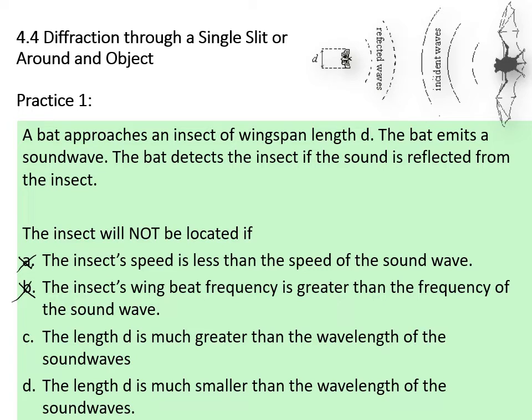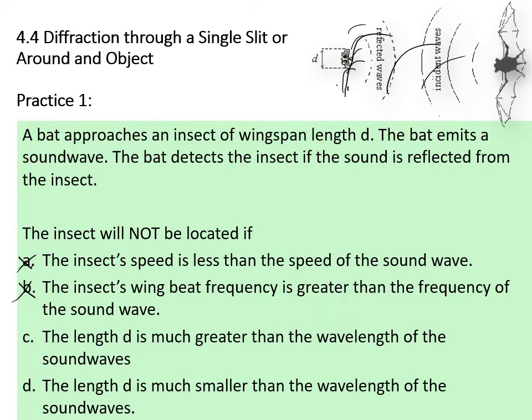That doesn't have anything to do with the bat being able to detect where the insect is or what it looks like. The length d is much greater than the wavelength of the sound waves, or is it d? The length d is much smaller than the wavelength of the sound waves. The bat cannot image this insect if the insect is smaller than the wavelengths of the waves. If that's the case, then the entire wave, as it gets reflected, all those wave fronts, if they're much bigger than the insect itself, you don't get a good image. The bat can't see where this little insect is.